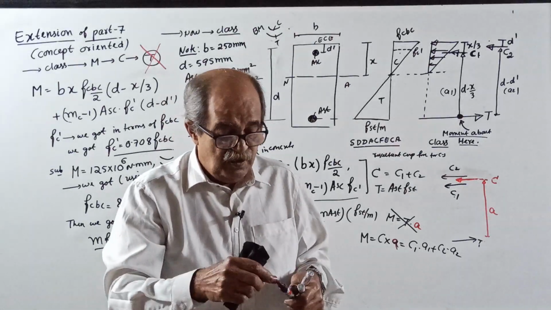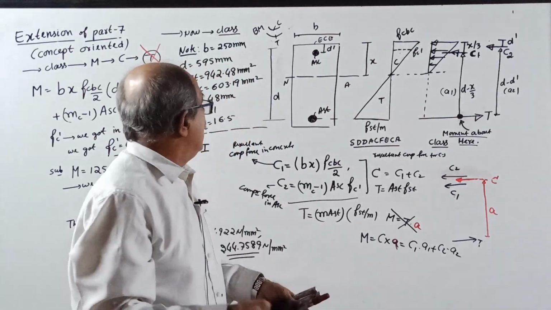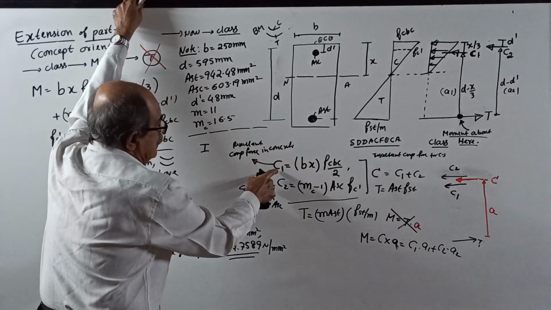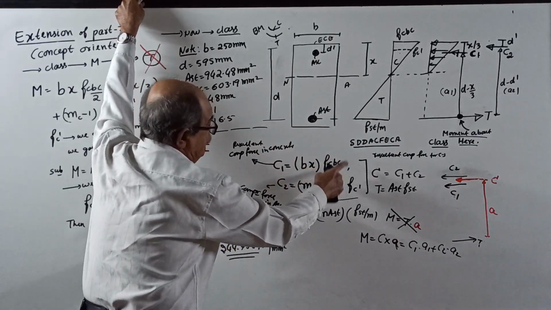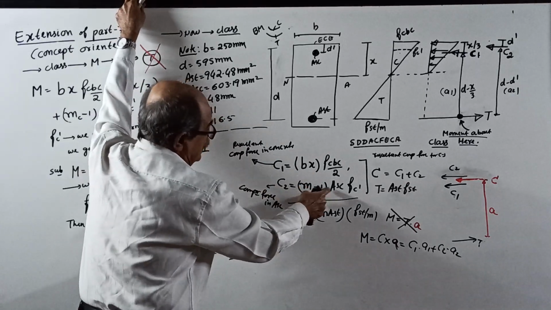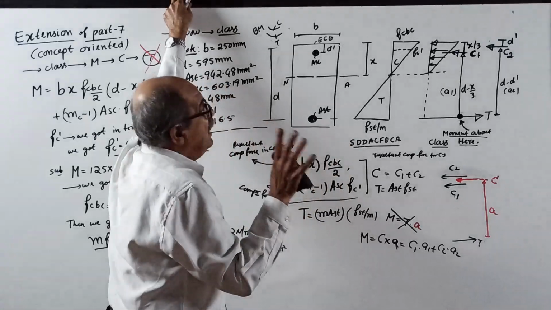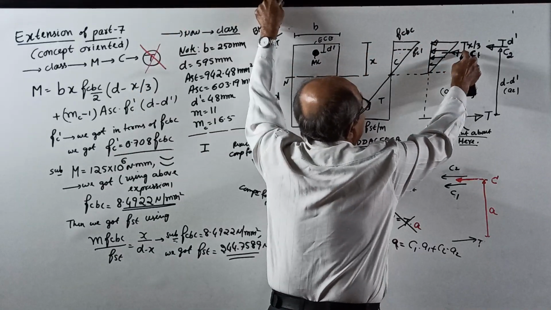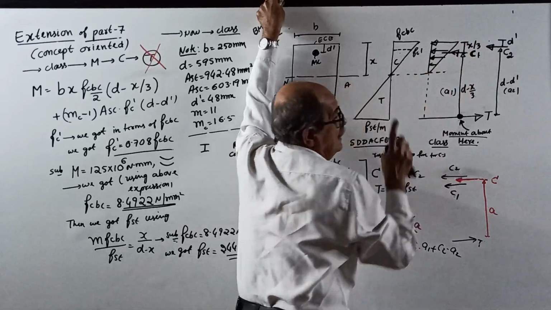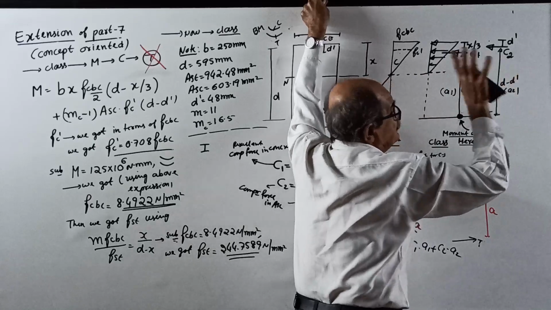Okay, now, only for understanding the principle, I will tell. One minute. Remember now, C1 equal to Bx FCBC by 2. I am rubbing everything. C2 equal to (MC minus 1) ASC into FC dash. That's all I want. And remember, C1 is acting from the extreme compression edge at x by 3. C2 is acting at D dash.